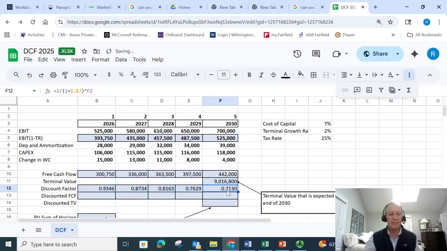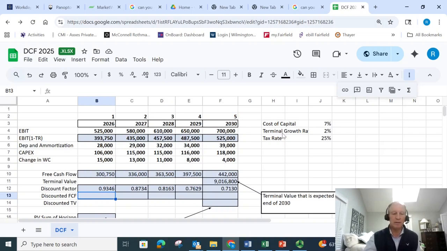Now you can see, let's grab this cell here. 5 years from now, it's still referencing that J3, still referencing that cost of capital, but it's now referencing F2. It's raising it to the 5th power. So you can see this is a little shortcut that I did. 1, 2, 3, 4, 5 up here. These are the kind of shortcuts that investment bankers do all the time in order to make their life easier and to make the analysis faster.